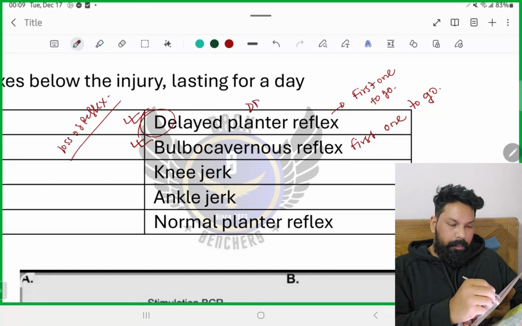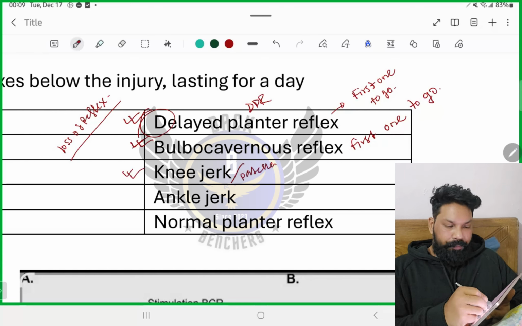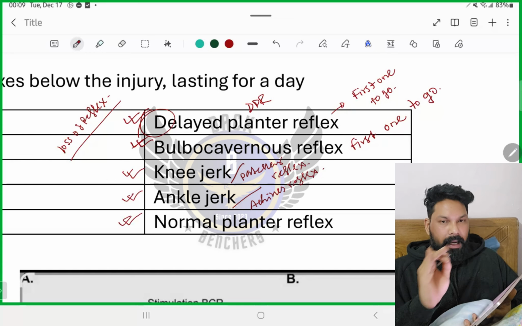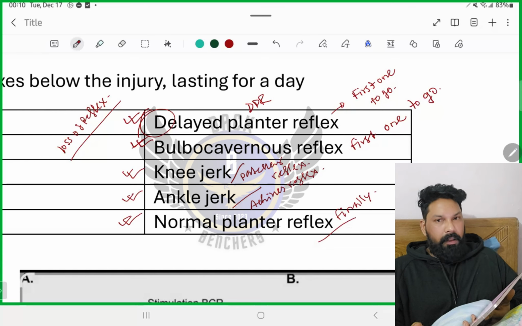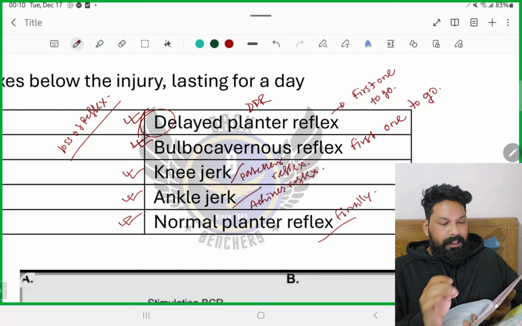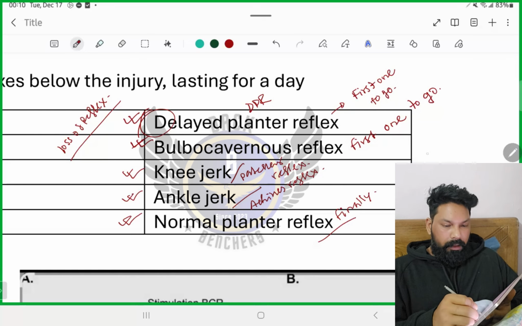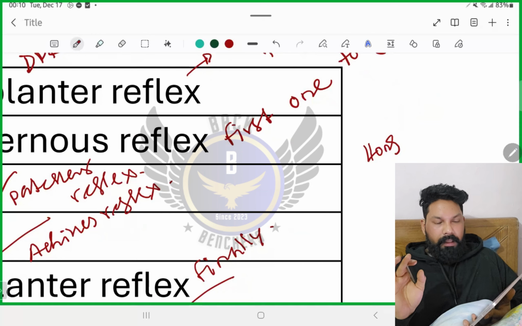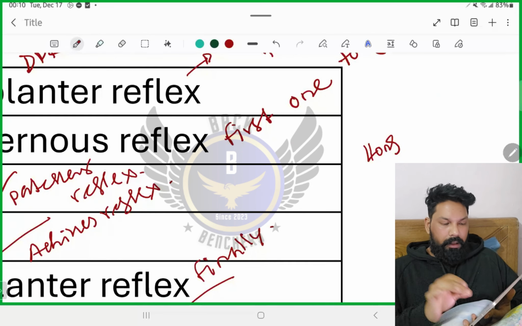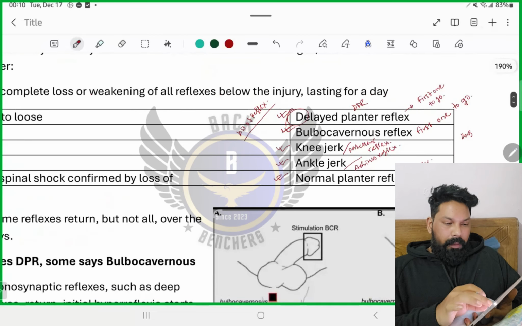Delayed plantar reflex, that is DPR, then bulbocavernous reflex, then knee jerk or patellar reflex, then ankle jerk or Achilles reflex, then finally normal plantar reflex. Now, what is the difference between delayed plantar reflex and normal plantar reflex? Guys, the delayed plantar reflex will come after a long time: mild flexion, then extension. We have a picture. Don't worry about it.